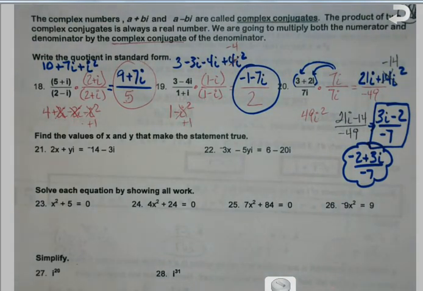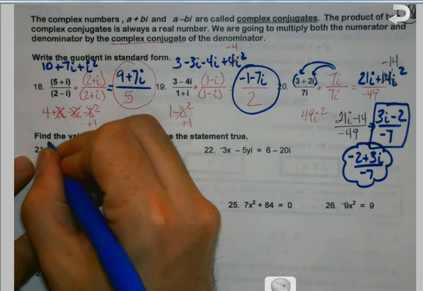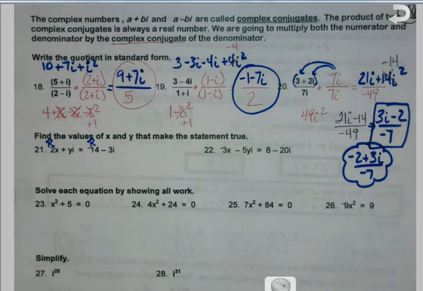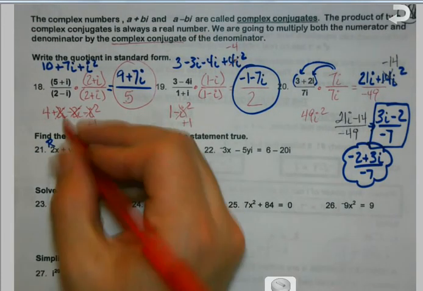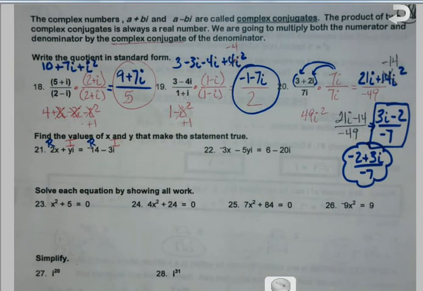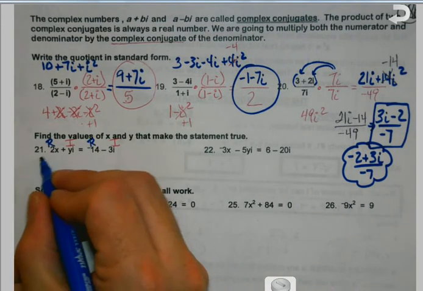All right, start throwing a couple of twists in and we'll have you ready to go here. Find the values of x and y that make the statement true. Okay, we're going to separate these into real and imaginary parts. For instance, here on 21, my real parts are the 2x and the negative 14. They don't have any i's with them. The imaginary parts are yi and negative 3i. I'm going to make two separate mini equations to figure out the values.